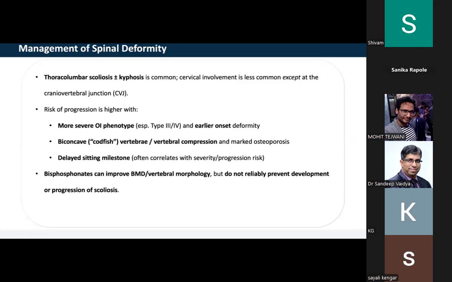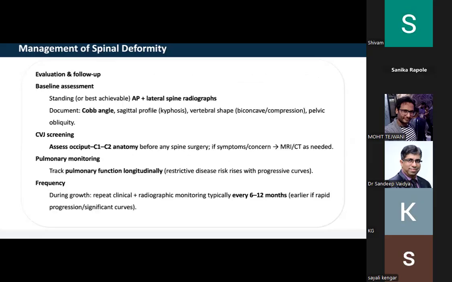So the bisphosphonates that we administer are going to improve the BMD and the morphology of the vertebra, but they are not going to prevent very reliably the progression of the scoliosis. We have to get baseline AP and lateral x-rays done whenever feasible. Otherwise, we could do seated or supine if we are not able to get standing x-rays. We have to document and measure the Cobb's angle in the sagittal and the coronal profile. We may look for the pelvic obliquity and the shape of the vertebrae.